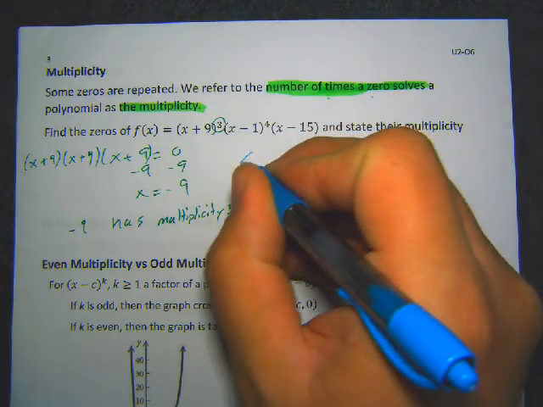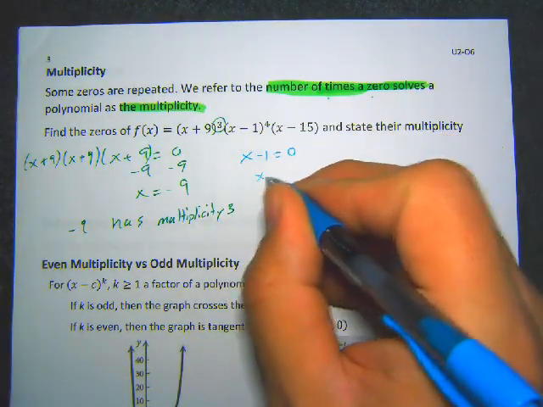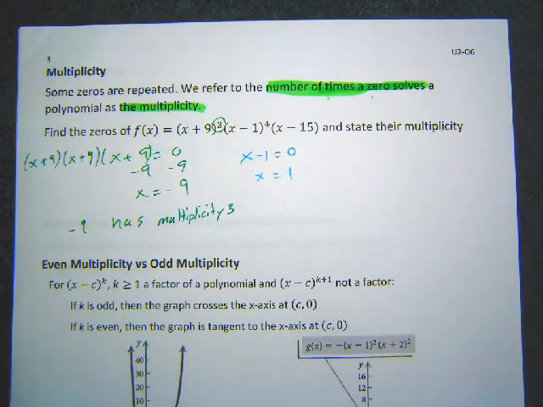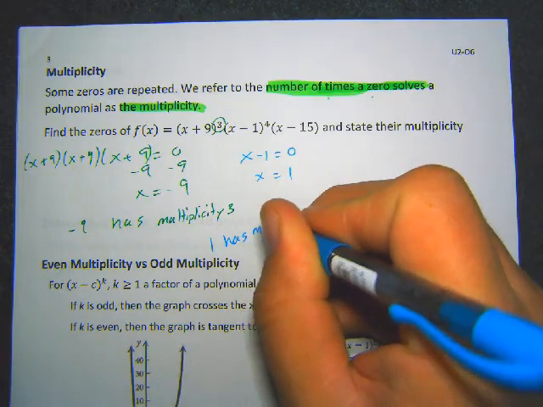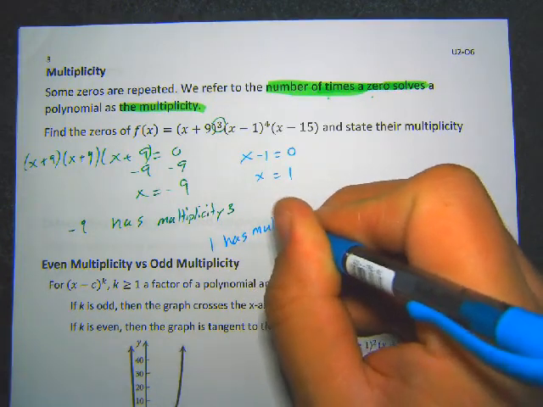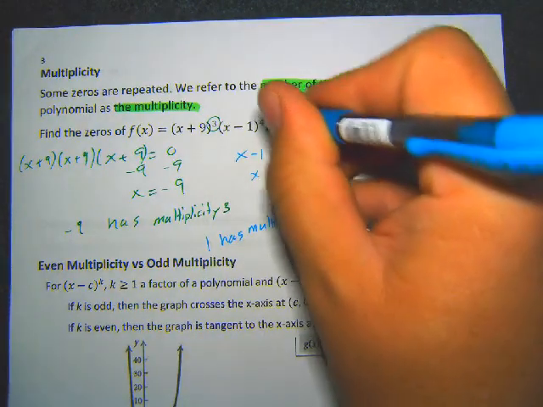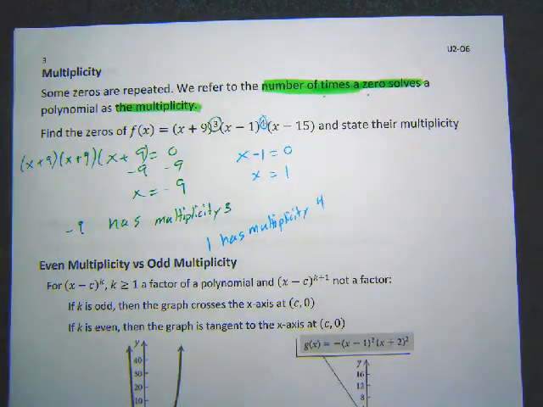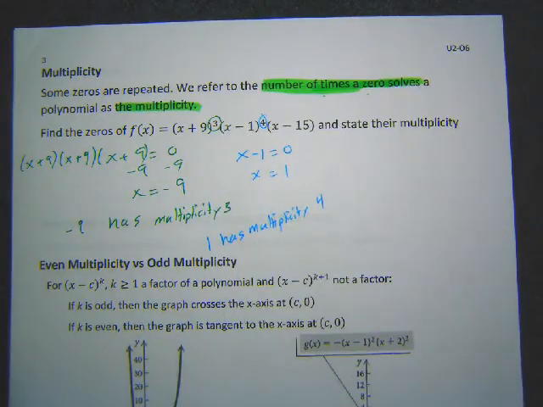X minus 1, again, this one happens 4 times. And again, this one would be 0 when x is 1. So we have a 1. So 1 has multiplicity, spell that right, multiplicity 4, because it has degree 4. So 1 actually is a solution 4 different times, because we have 4 of these x minus 1s in there.